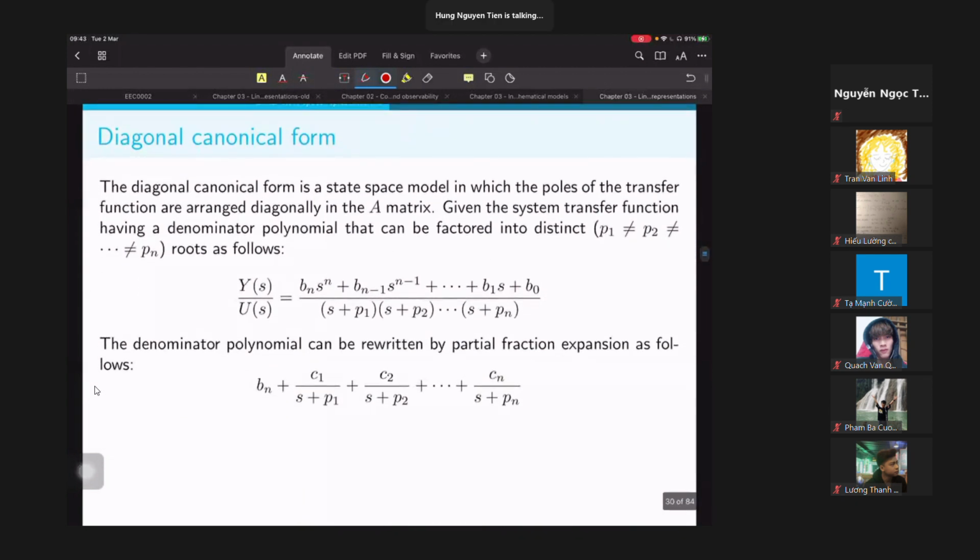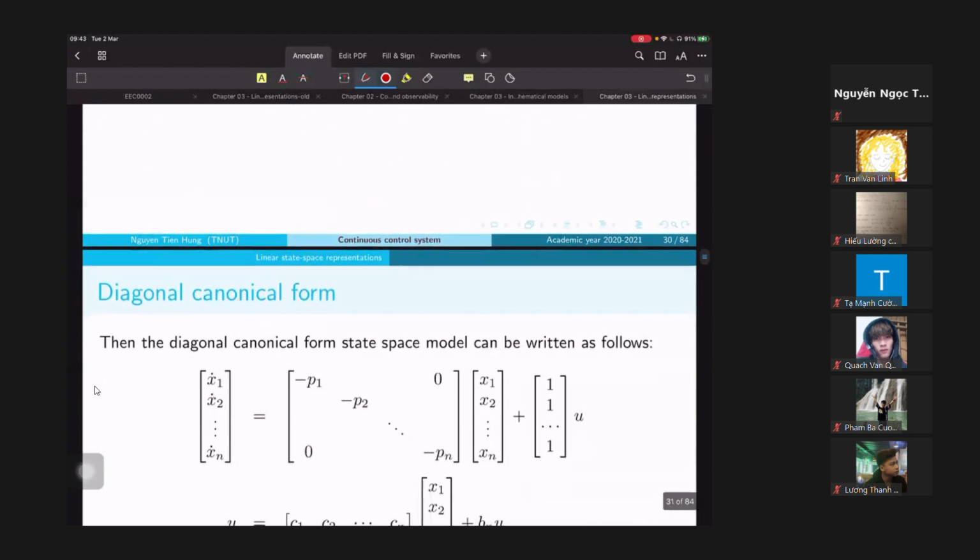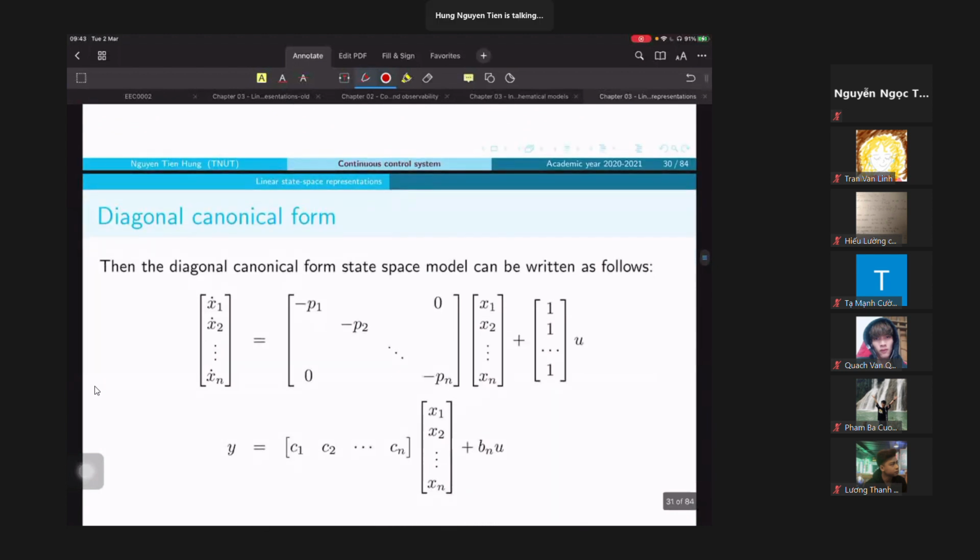We assume that the denominator here has distinct roots. All P1, P2, and up to Pn are different, meaning that P1 is different from P2, different from Pn. Then we can put it in this form by rewriting the polynomial in this form. Okay, C1, C2, Cn, and I also show you that if we got this, then we can represent the system in this form.